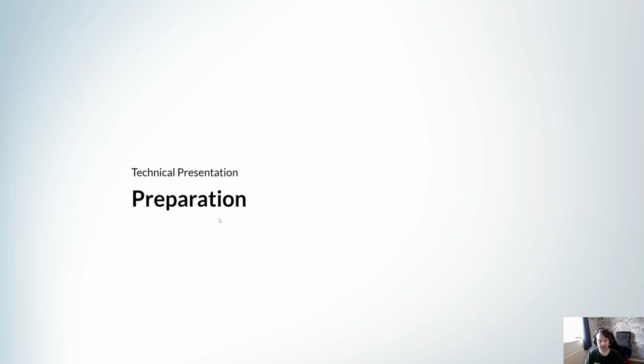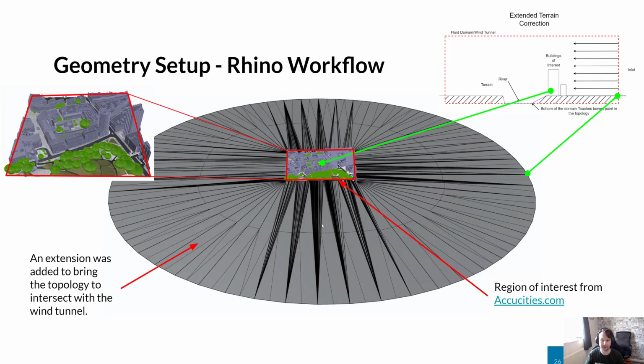So let's discuss preparation. Did we just take the geometry from AccuCities and plug it straight into the SimScale platform, or did we do something in between? And the answer is we did something in between. What we've got to do when we create geometries for the SimScale platform is to make sure that if there is a topology representing hilly or rough surfaces, then it is A, represented in the geometry from AccuCities itself in this case, but B, it extends out past the wind tunnel boundaries.